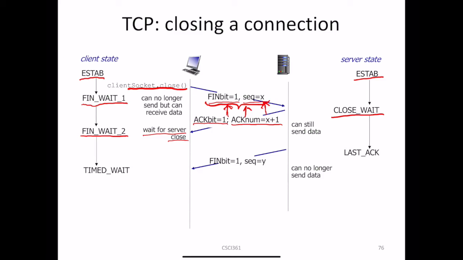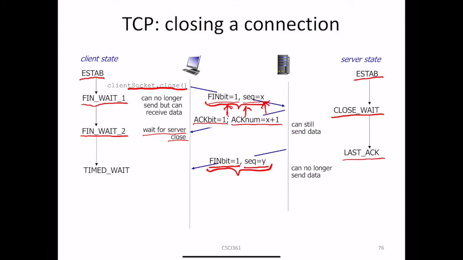And after the server state changed to CLOSE_WAIT, it can still send data. And then after a moment, which is a couple of milliseconds, the server side will send another segment which sets the FIN bit to 1 combined with the sequence number Y, and sends it back to the client side. But after the server sends this segment out, it can no longer send data, and also the server state will change to LAST_ACK state.